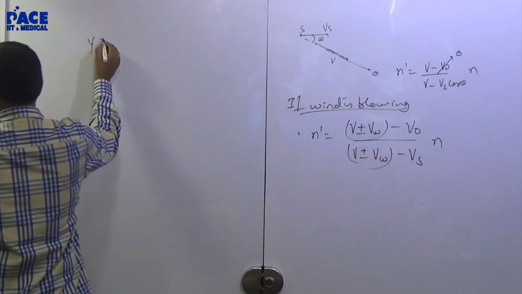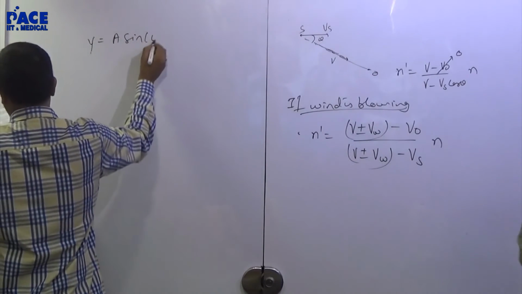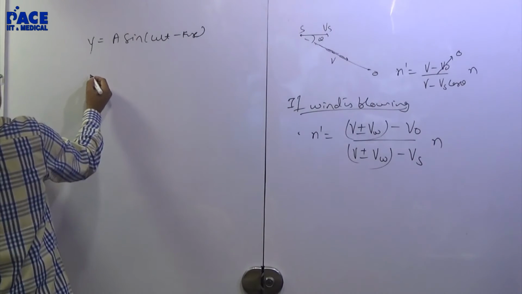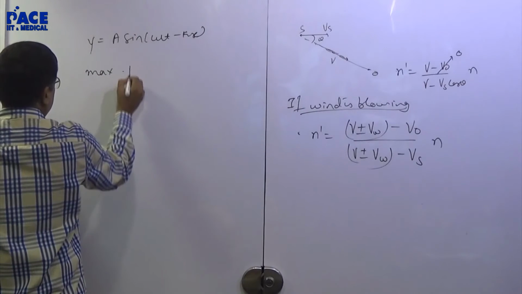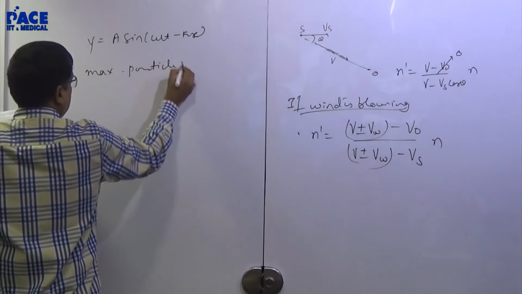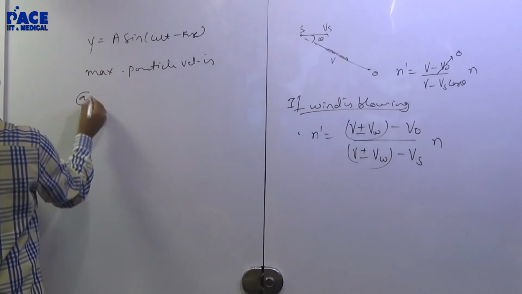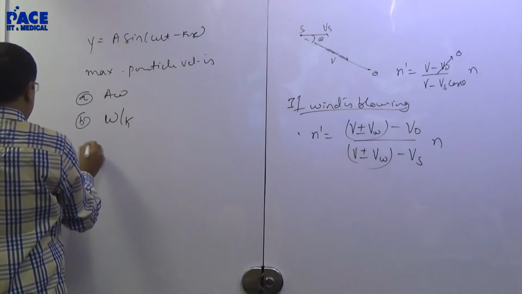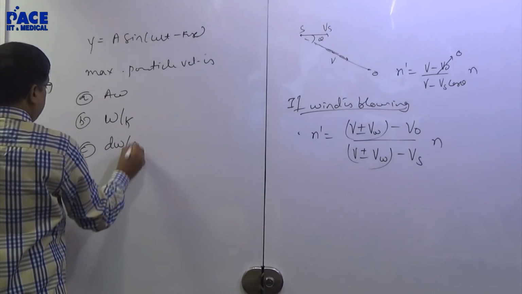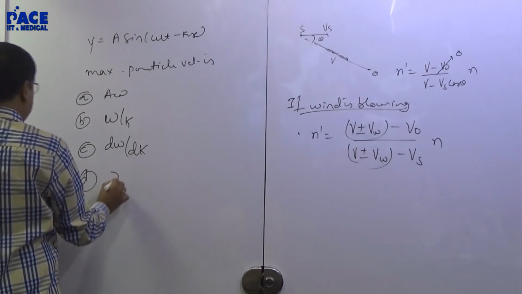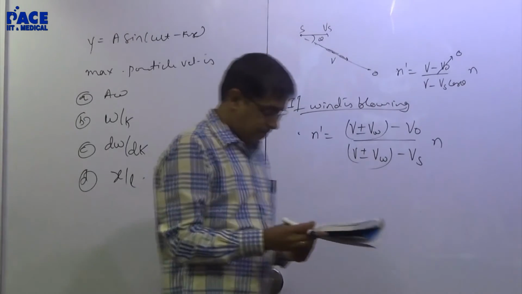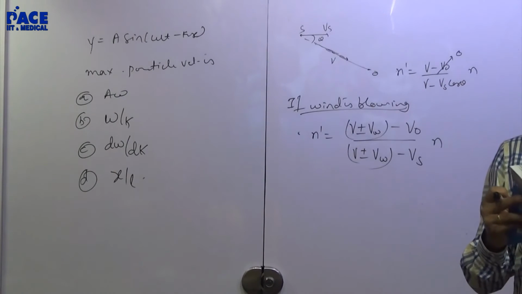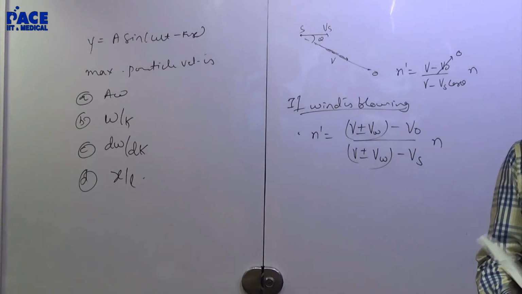He writes y is equal to A sin(omega t minus kx). The maximum particle velocity is, four options: A omega, second option, omega by k, third option, d omega by dk, कुछ भी, this will be x by L. I don't know how many more times he'll exploit that, but that question is being asked so many number of times.